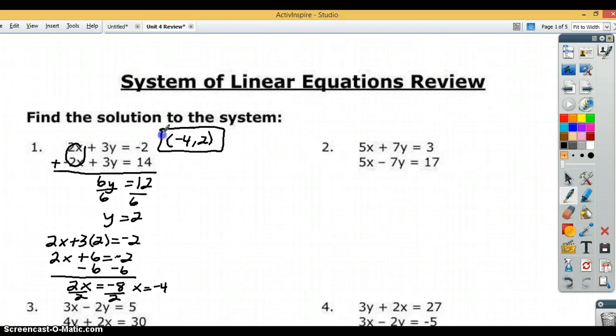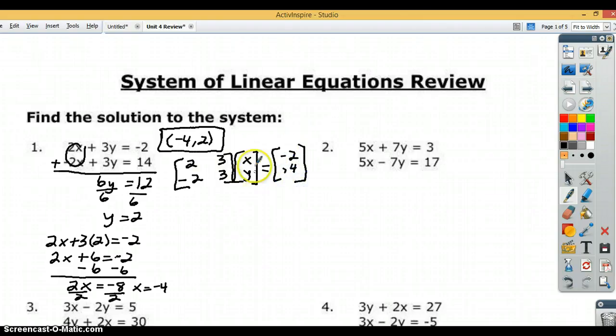So that's how you would use elimination. Definitely use it in something like this where you already have your opposites. It's real easy. You can also use the matrices. Remember, we have to have our coefficient matrix first. So our matrix equation is 2, 3, negative 2, 3. These are the x's, these are the y's. Next to that is our x and our y, and that's equal to our constant matrix, which is negative 2 and 14. So now, how do we use this to solve?